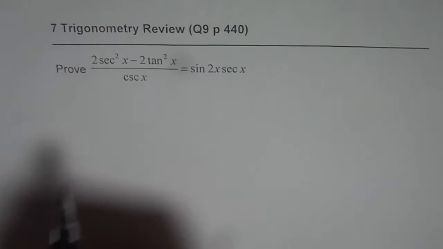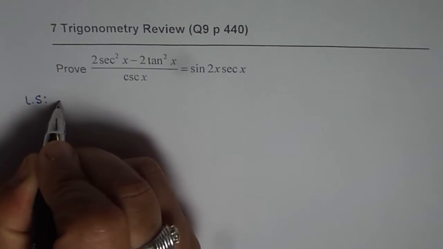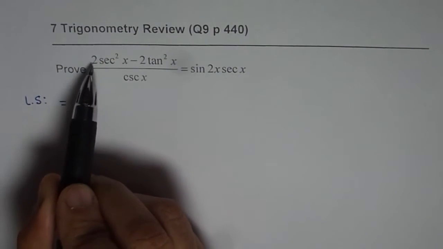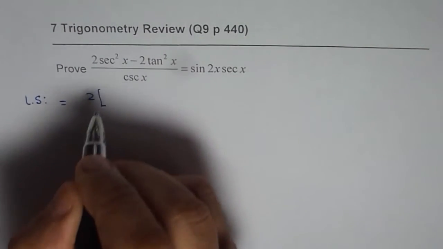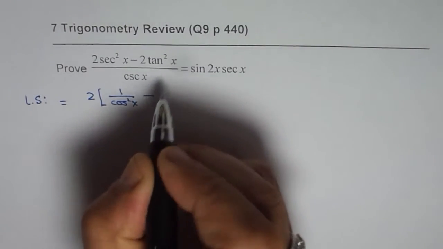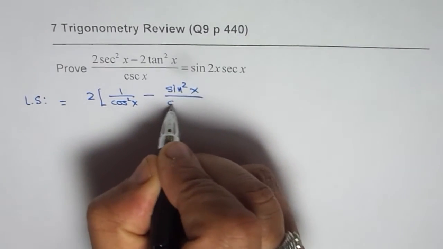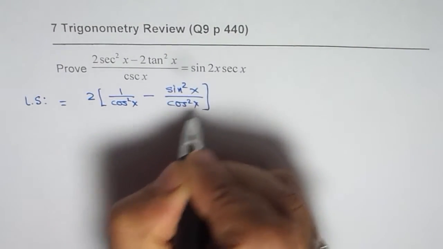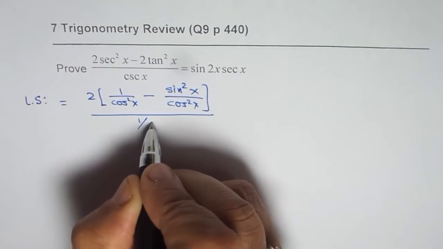So for proving any identity, we should start from one side. Let us start from the left-hand side. The left-hand side can be written as, I can take 2 common here, and write sec²x as 1 over cos²x minus tan²x, which is sin²x over cos²x. The denominator here is 1 divided by sin x.